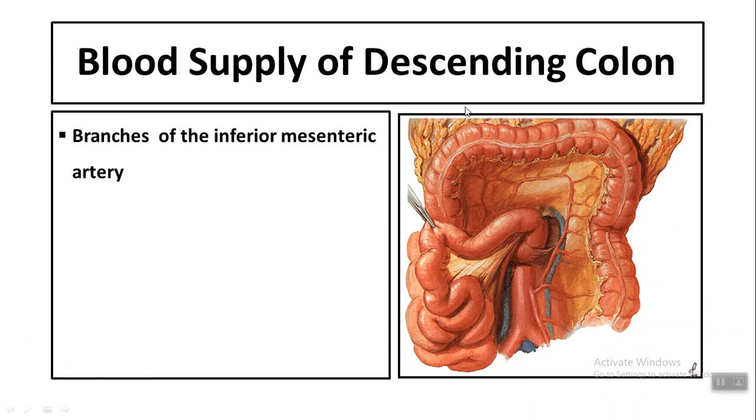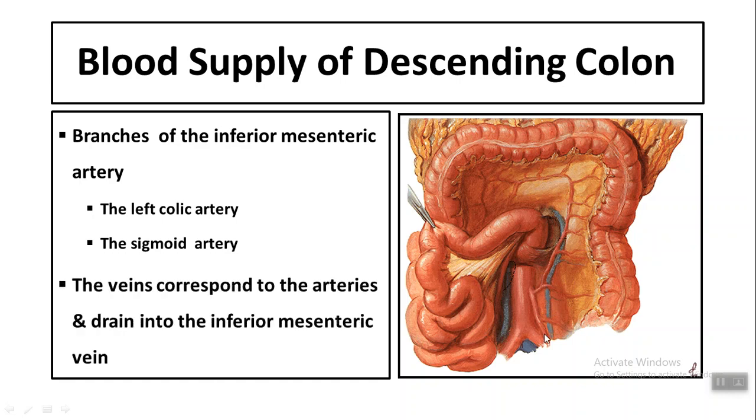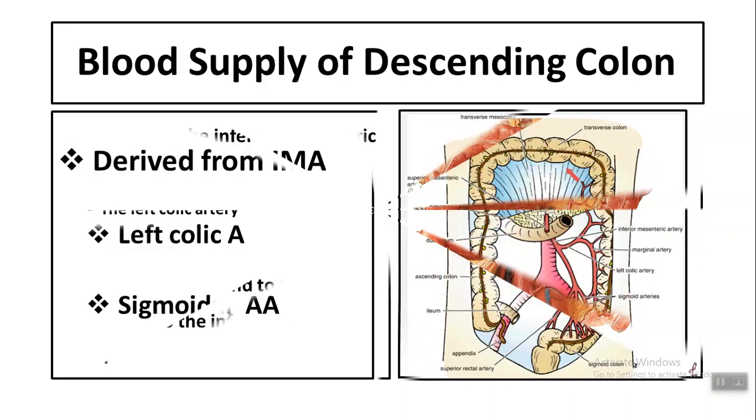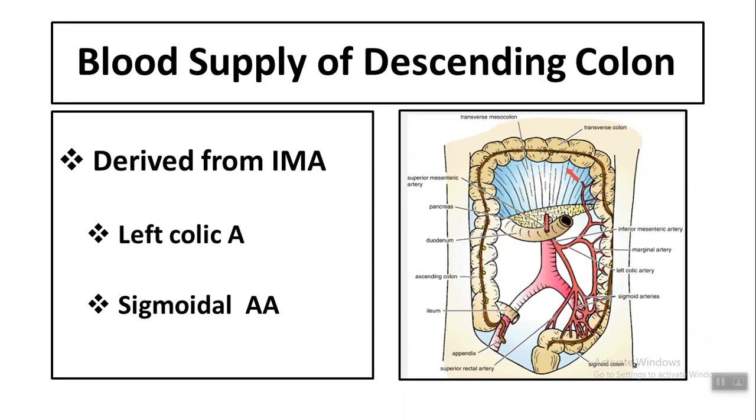The blood supply of the descending colon is derived from the inferior mesenteric artery. These are the left colic artery and the sigmoidal arteries. The veins correspond to the arteries and drain back into the inferior mesenteric vein. As we said, because it is part of the hindgut, its blood supply is derived from the inferior mesenteric artery through the left colic artery and through the sigmoidal arteries.